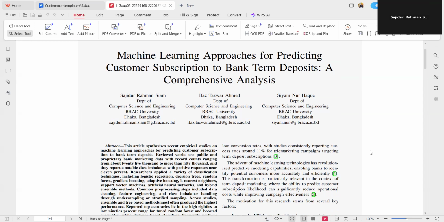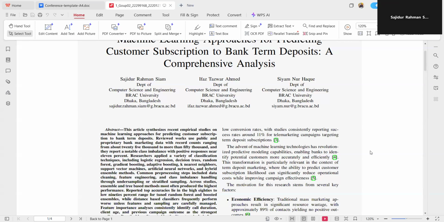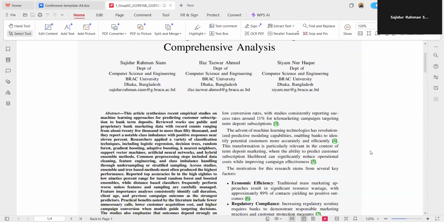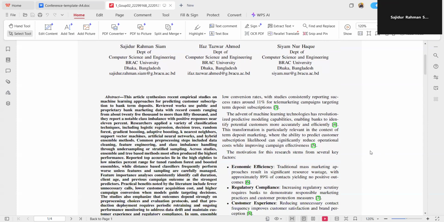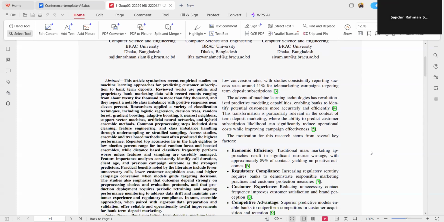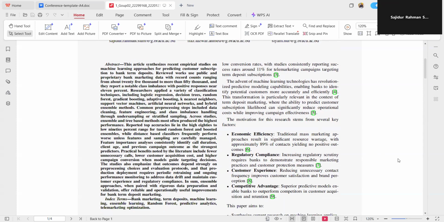Machine Learning Approaches for Predicting Customer Subscription to Bank Term Deposits, a comprehensive analysis. The banking sector, and especially the term deposit market, plays a crucial role in providing financial stability. Term deposits represent a stable funding source for banks, and they offer customers a secure investment option. However, traditional marketing strategies for term deposits, such as telemarketing, often yield very low conversion rates, typically hovering around 11%. This low conversion rate is both a challenge and an opportunity for improvement.